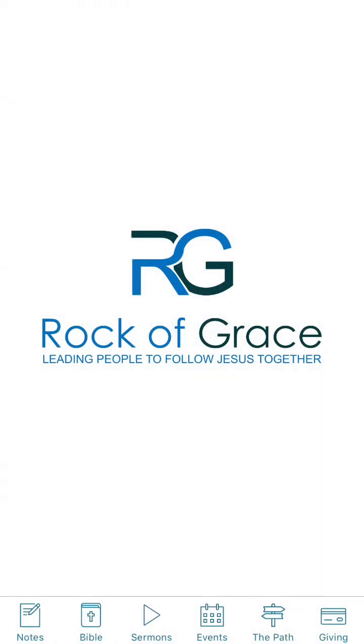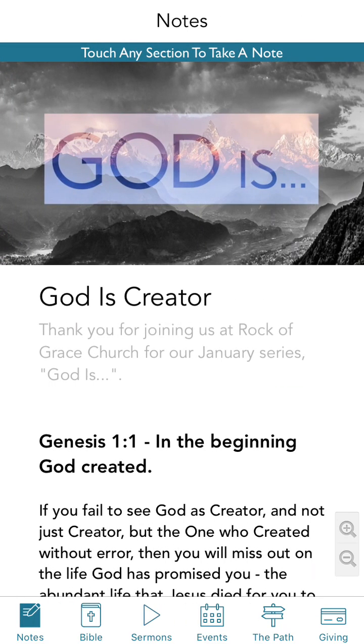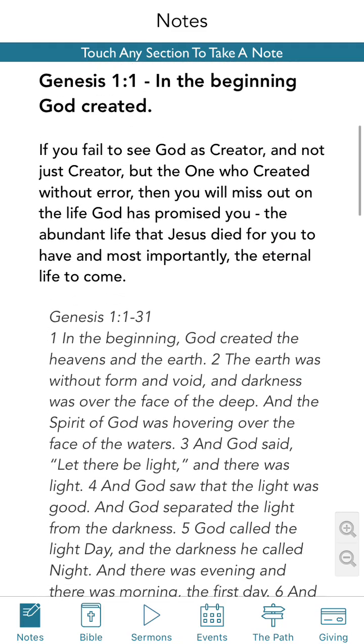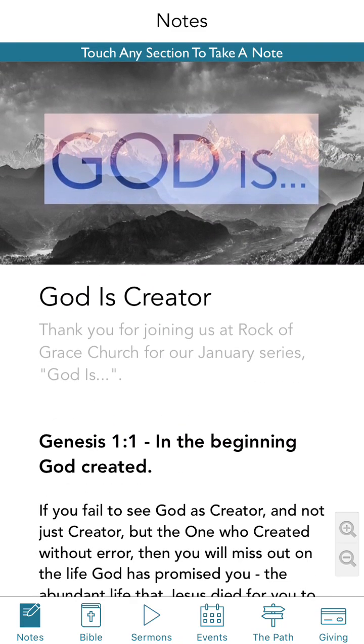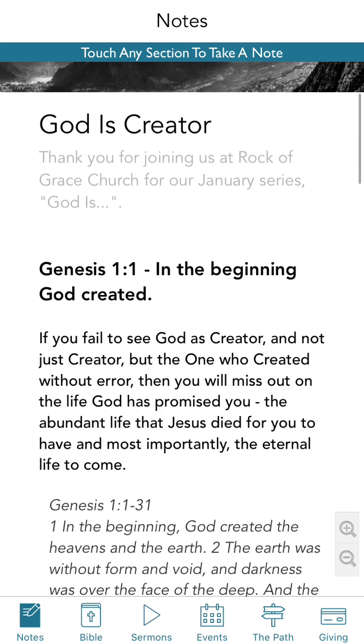Okay, and now in the bottom of the screen you can see you have the 6 different tabs, and those will take you to the 6 main areas of the app. So first of all, let's go into the notes section. In the notes section, you have an outline of the week's message. So you can see here we have an outline for the message God is Creator from the God is series, and you have the God is sermon series banner there at the top.